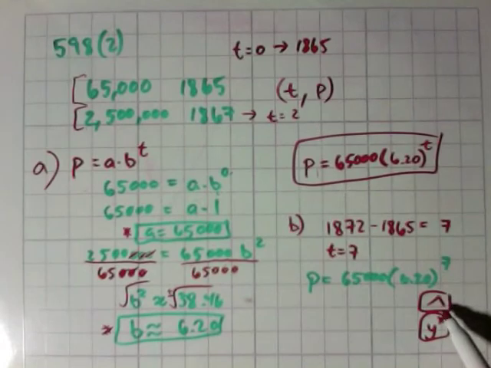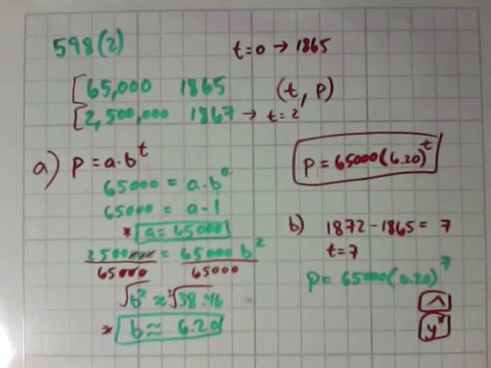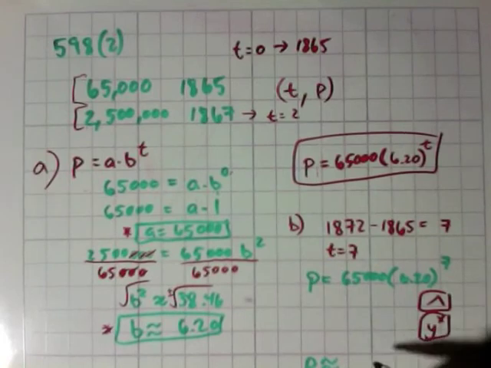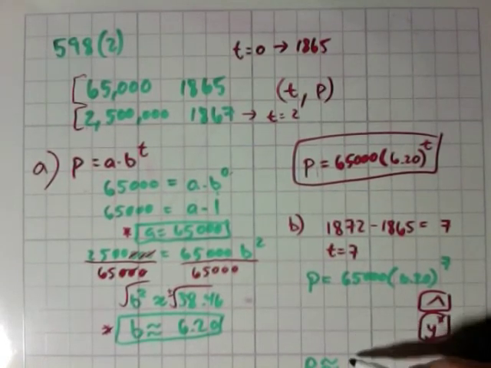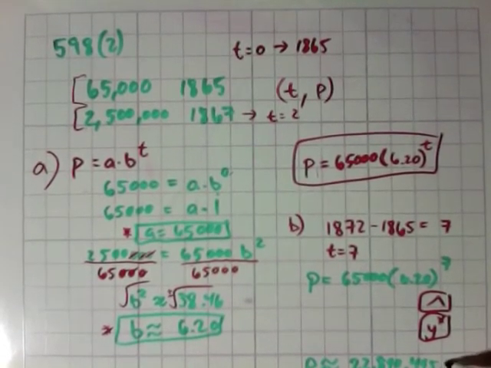So 6.20 to the 7th power, and then multiply your answer by 65,000, and we would get the population is approximately 22,890,495,000, which is extremely large.